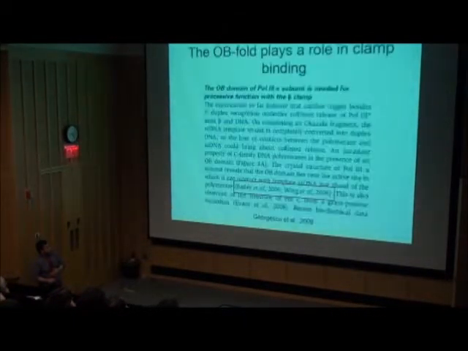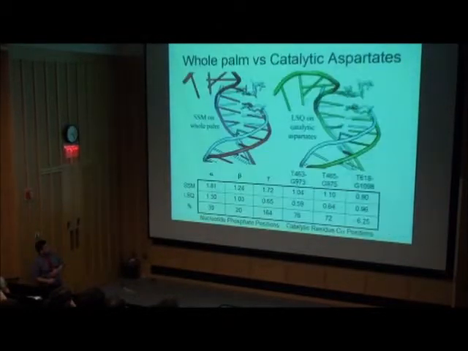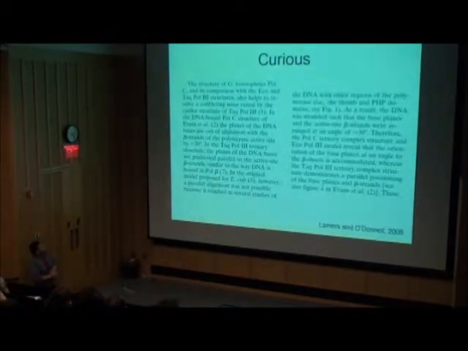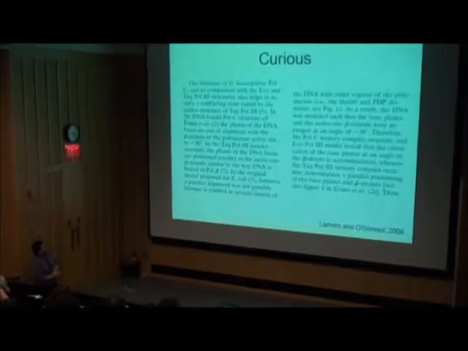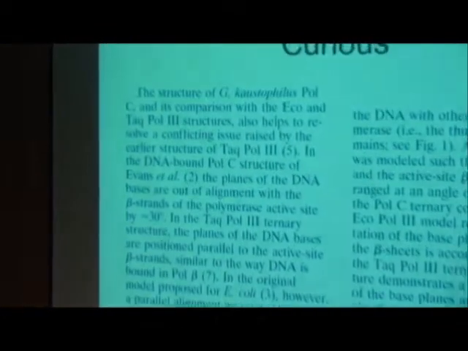So then something curious happened in the paper that described this. I'll just read this. The structure of G. clustophyllus PolC and its comparison with E. coli and Taq Pol III structures also helps to resolve a conflicting issue raised by the early structure of Taq Pol III.